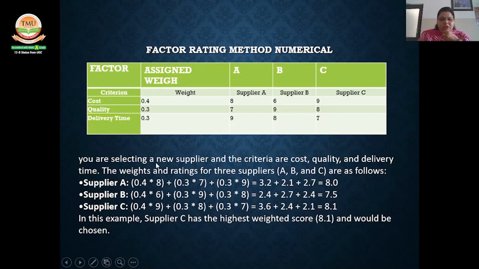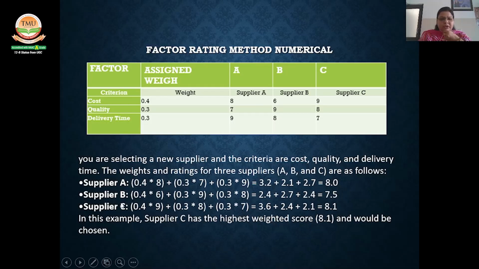Supplier A. Now we will calculate which one is best. The weight is 0.4 in cost and supplier A rating is 8. Now we will calculate it, plus 0.3 multiplied by 9. Okay, next 0.3 multiplied by 9. What we will find is 8.